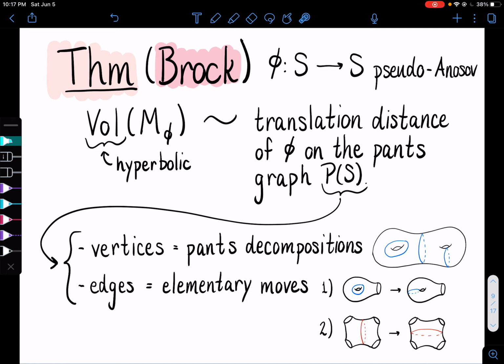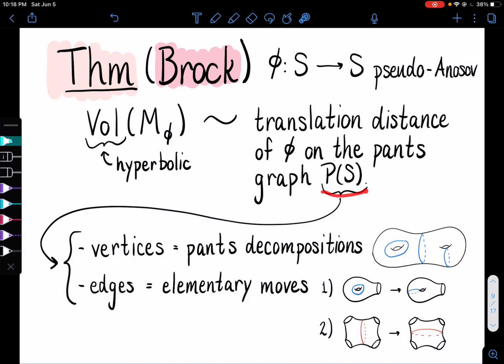Okay. And the reason this result relates to my last slide is that this translation distance of phi on the Pants graph is related to the Weil-Petersson metric. It's related to the translation length of my pseudo-Anosov on Teichmüller space equipped with the Weil-Petersson metric.